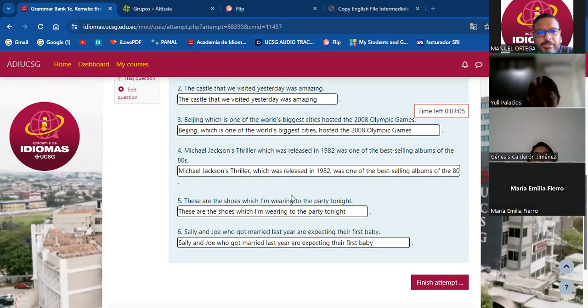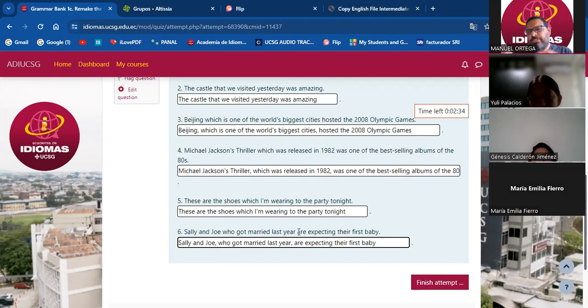Sally and Joe, who got married last year, are expecting their first baby. Is there a piece of information that I can eliminate? Is there parts of the sentence that I can eliminate? Yeah. Who got married last year? Exactly. So the ones that our classmate mentioned is the part of the sentence that I can eliminate. How I eliminate is the part that is between commas.